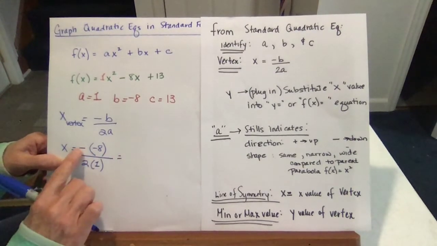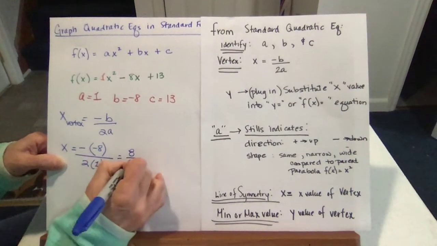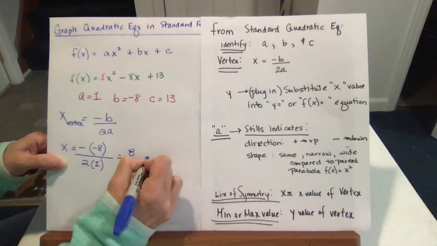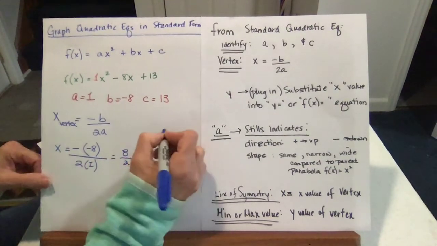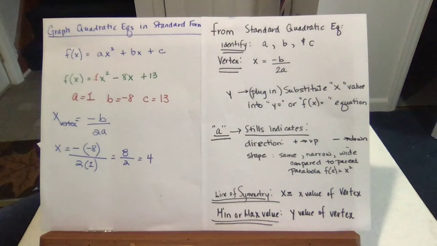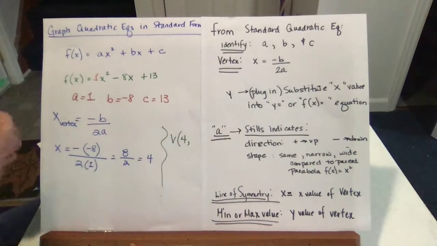Now we're going to calculate. The opposite of negative 8 is positive 8. 2 times 1 is 2. Now we're going to divide and reduce, and that's going to give us 4. So the vertex x value is 4. All right, so our vertex is 4 comma something.